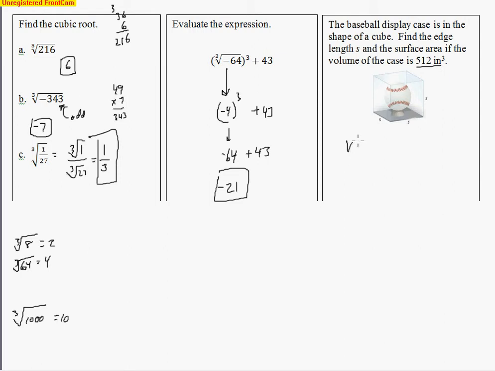So the volume of a cube, or any rectangular prism, is length times width times height. Since all of them are the same, it's going to be S cubed. So S to the 3rd power equals the volume. If I just take the cubic root of the volume, that's going to end up giving me my answer. So the cubic root will cancel out the cube symbol. And so I need to take the cubic root of 512.